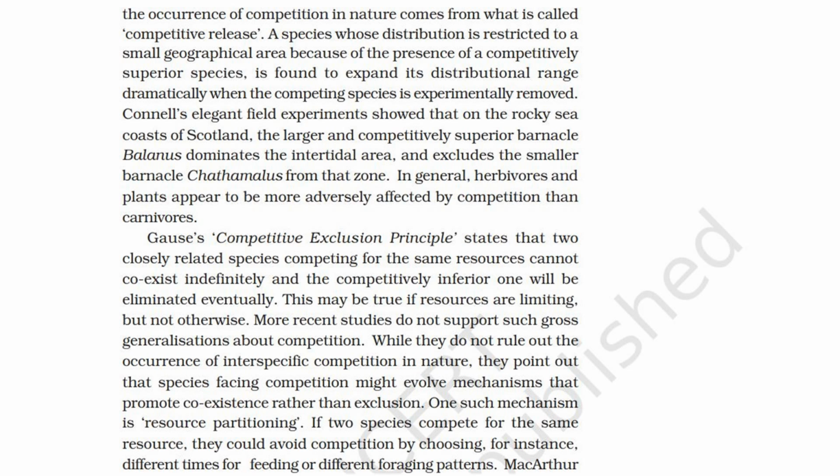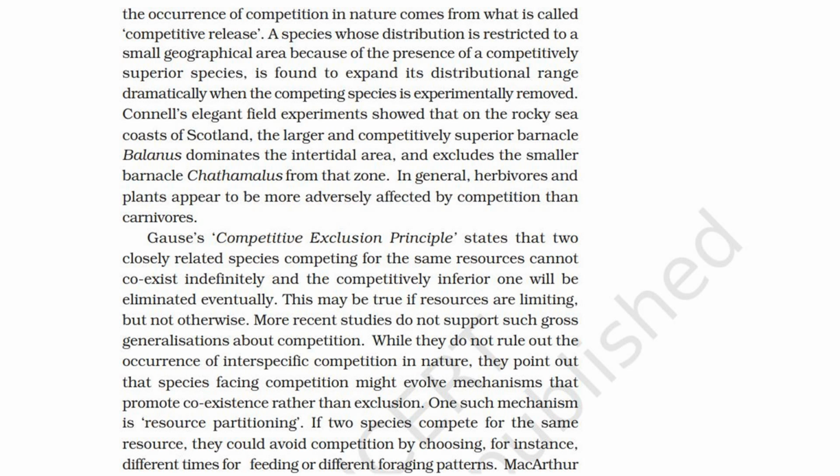Connell's elegant field experiments showed that on the rocky sea coasts of Scotland, the larger and competitively superior barnacle Balanus dominates the intertidal area and excludes the smaller barnacle Chthamalus from that zone. In general, herbivores and plants appear to be more adversely affected by competition than carnivores. Gauss's competitive exclusion principle states that two closely related species competing for the same resources cannot coexist indefinitely and the competitively inferior one will be eliminated eventually. This may be true if resources are limiting, but not otherwise.